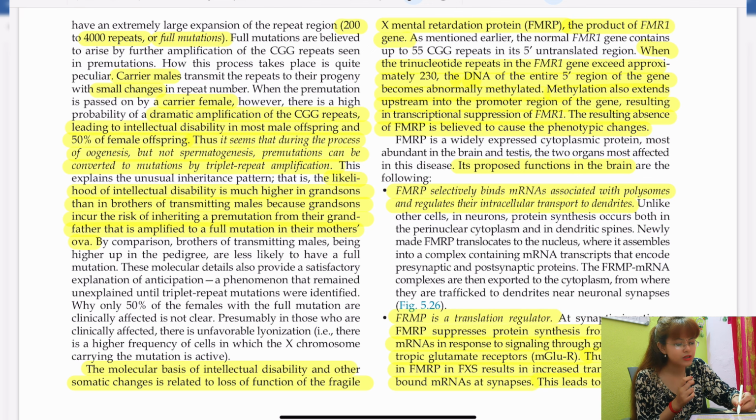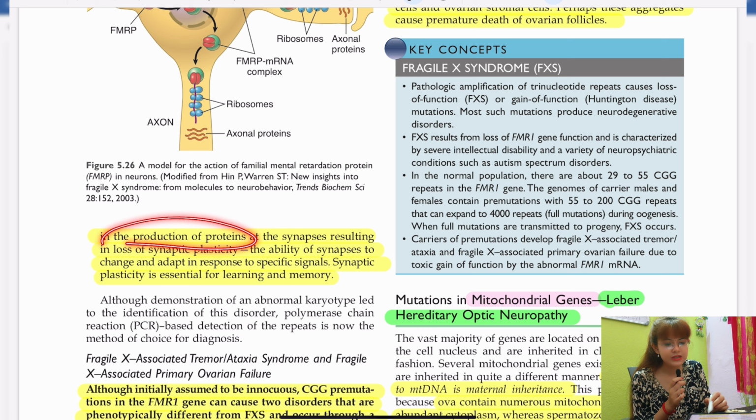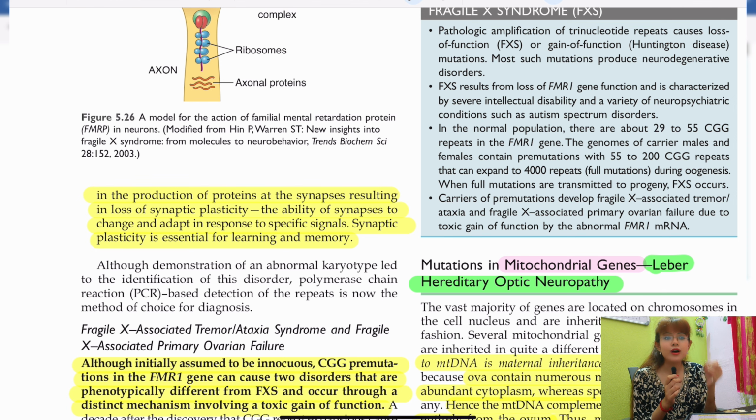So whenever there is a reduction in the FMRP in this particular syndrome, that will result in increased translation, right? And because of this increased translation, there's an increase in production of the proteins at the synapses, which results in loss of synaptic plasticity, the ability of the synapses to change and adapt in response to specific signals. So basically, because this protein has a role in transporting the polysome, and it is also a translation regulator, when this protein is defective, translation increases, the proteins also increase, and because of this increase in protein, there is a loss of synaptic plasticity.